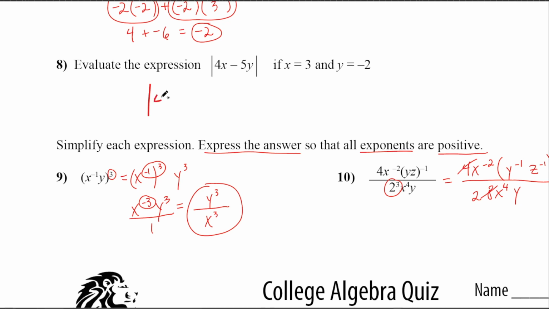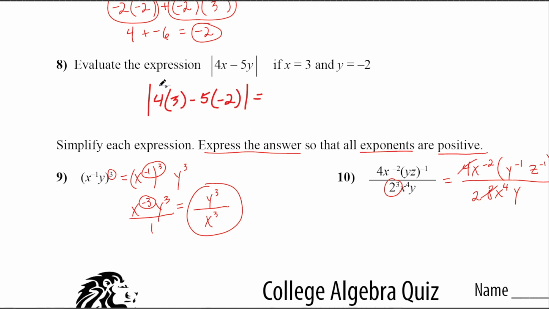So it's 4 times x, so 4 and then parentheses x, so that's a 3, minus 5 times y, and y is negative 2, and then it's absolute value. Now look, don't take all the negatives and just make them positive. That's not what we want to do here. What we want to do is work the problem just like it is, but then once we're finished getting one single number, if it's negative, we keep it positive. If it's positive, it just stays positive.